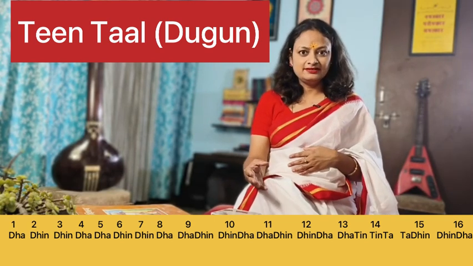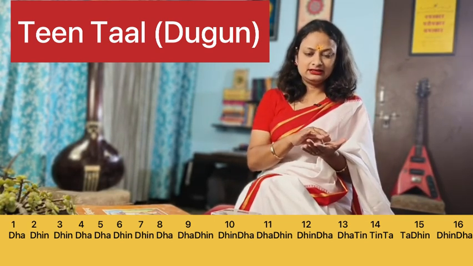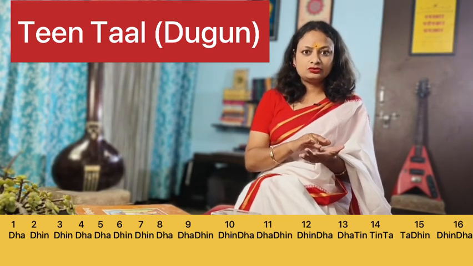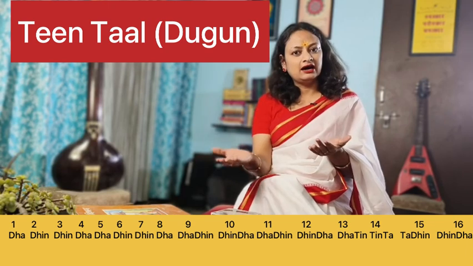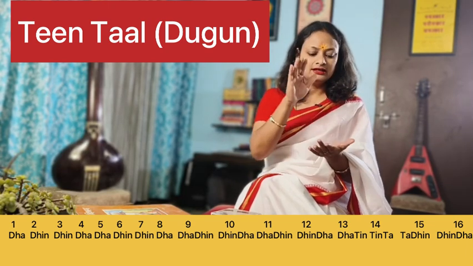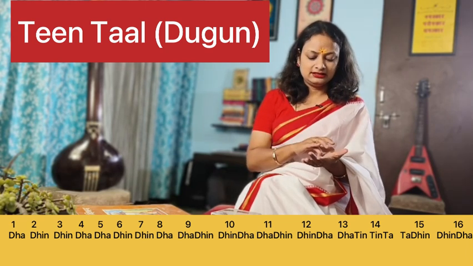So let's get started. Dha, dhin, dhin, dha, dhin, ek, do, dha, dhin, dha, dhin, dha, tin, ta, dhin, dha, dha.